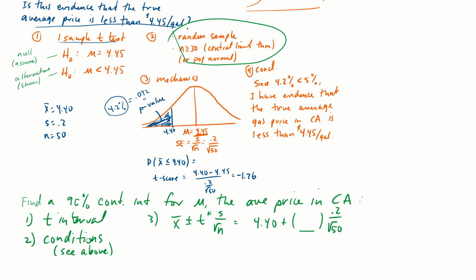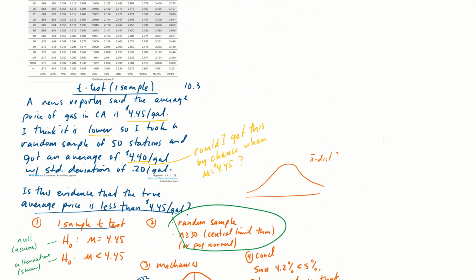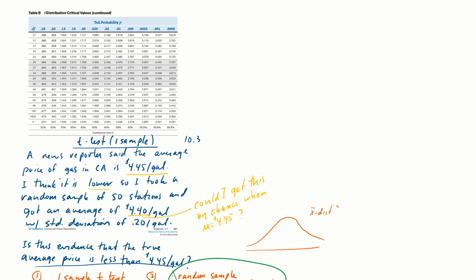Now, do you remember how to find T star? We did that on the T interval. So I'm going to go up. We're doing a 90% confidence interval, so I'm going to look up here at 90%. That's this column. And remember, degrees of freedom is n minus 1, so it's going to be 49. 50 minus 1 is 49. And I'm going to come over here and look up 49.